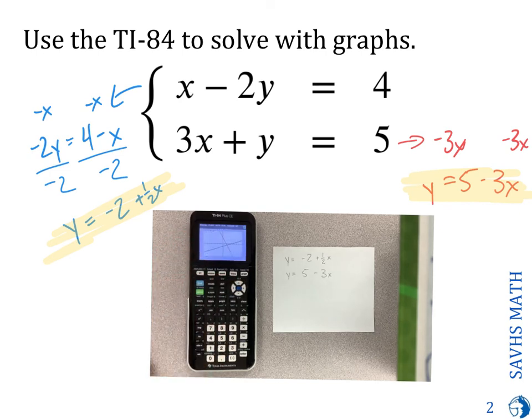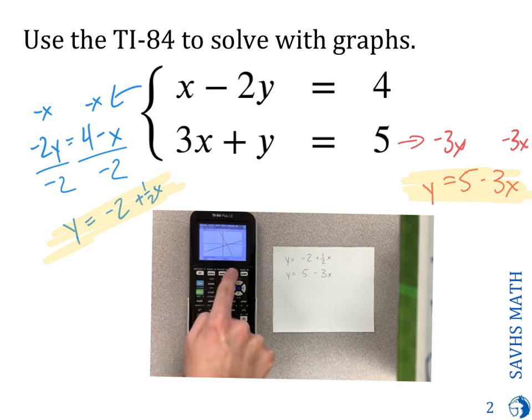Then I'm going to calculate, second trace, which is the calculate menu, an intersection, because I know that the solution is where the graphs intersect. So again, that's second trace and then intersect, which is option number 5.